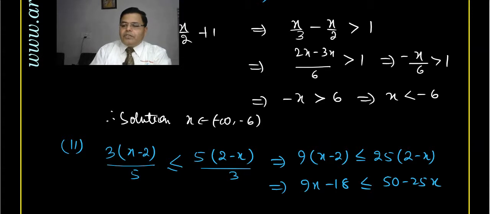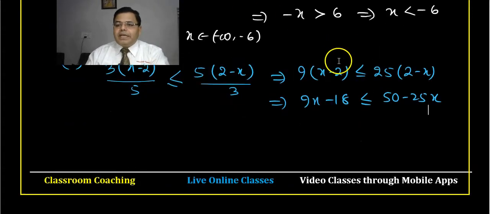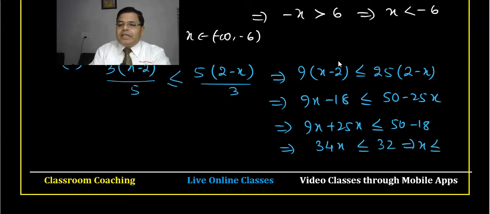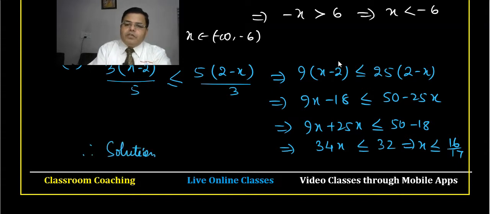So 25x will come this side and it will be positive. So 9x plus 25x is less than or equal to 50 minus 18. 25 plus 9 is 34x is less than or equal to 32. So x is less than or equal to 16 by 17. And that will be the answer, and therefore the solution can be written as x belongs to minus infinity to 16 by 17, closed interval, and that will be the answer.